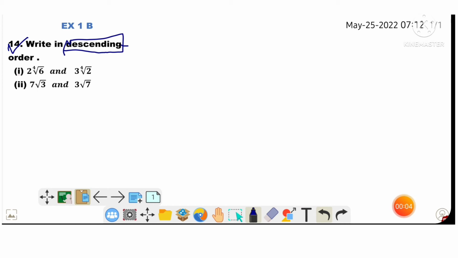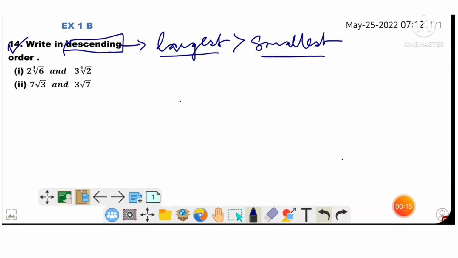Next, question number 14. Write in descending order. As I've already told, descending order means you have to write the largest number first and then the smallest. So let's do question number 1.